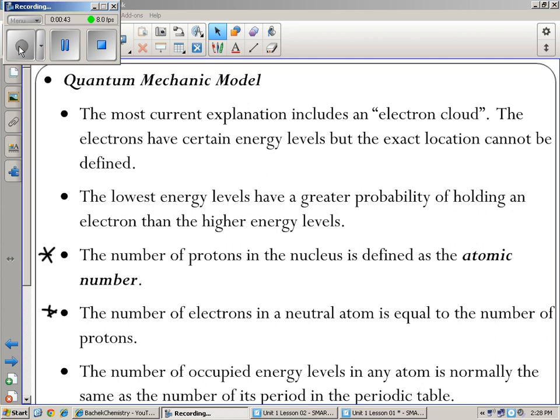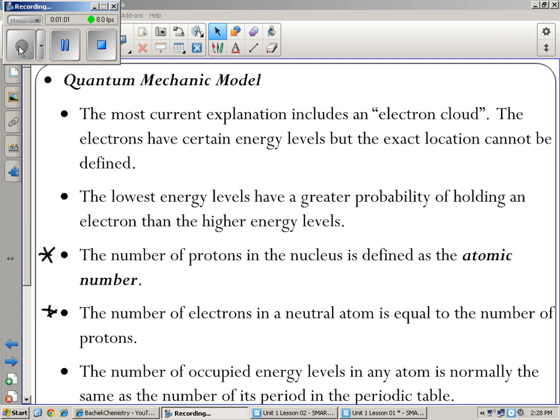So, quantum mechanic model. This is what we believe today an atom looks like. The most current explanation includes an electron cloud. The electrons have certain energy levels, but the exact location cannot be defined. The lower energies have a greater probability of holding electrons than higher energy levels.